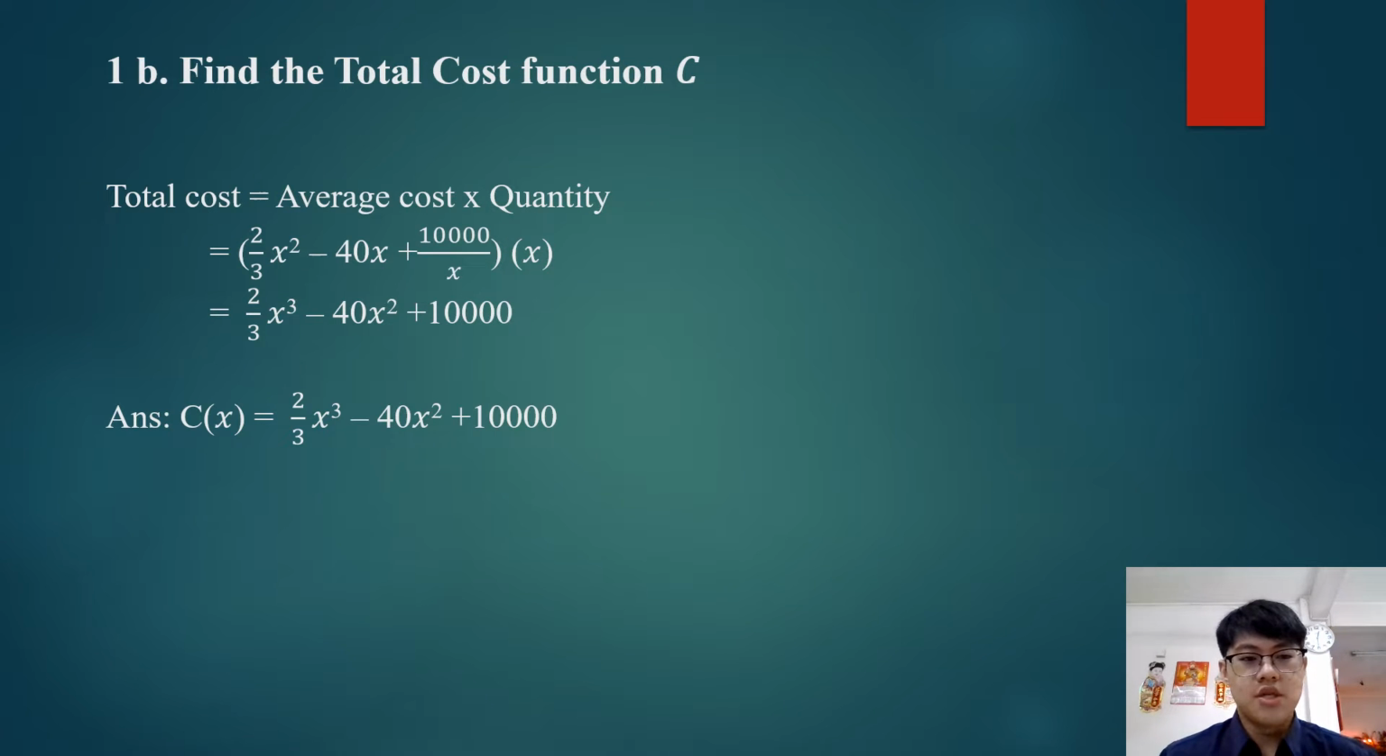Okay, for question 1b, we need to find the total cost function C. The total cost is equal to average cost times quantity. So we multiply the average cost function by the quantity x, and we get the answer 2/3 x^3 - 40x^2 + 10,000.